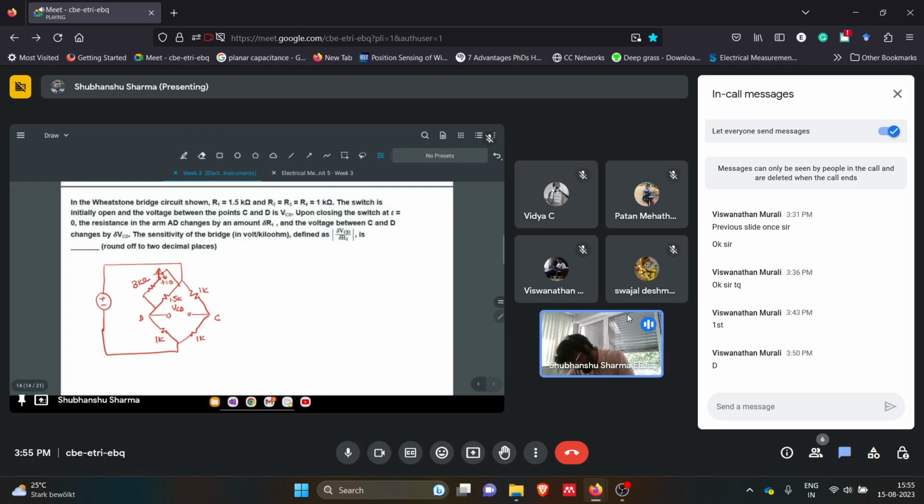Upon closing, this changes the resistance of the arm AD. So this is A, this is C, this is B nodes. I think I have given everything, and this is 10 volts. Now you can attempt this question.